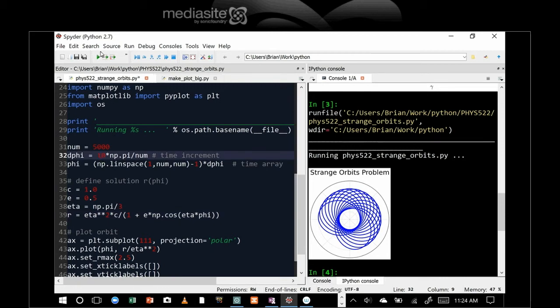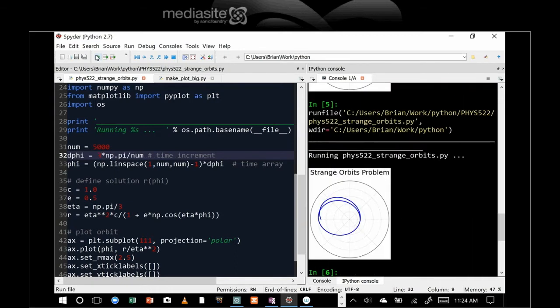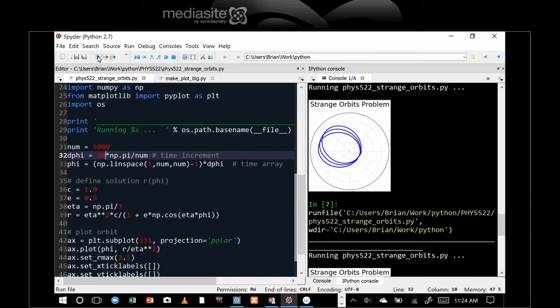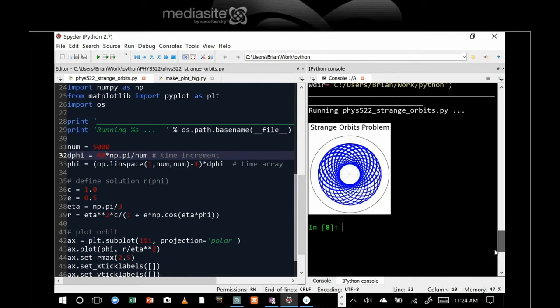See if I make it 10, then it doesn't precess as much. Let's make it 3, and it should precess a few times. Yeah, there you can see you haven't even precessed once. That's n pi. Oh yeah, 3, that makes sense. So let's do 6. You can see it precesses a few times. If I call this 60, it should precess all the way around. There's my nice spirograph there.